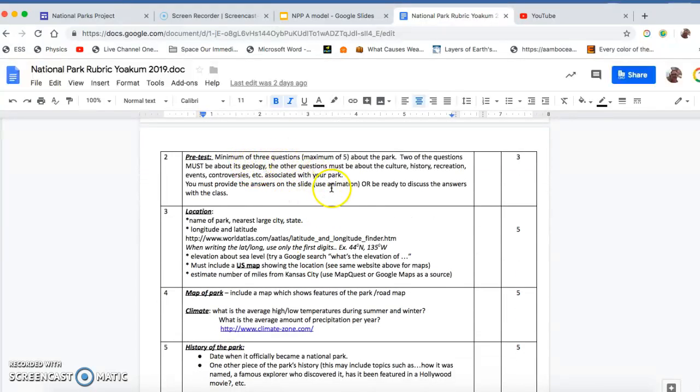Minimum of 3 questions, maximum of 5 about the park, and 2 of the questions should be about its geology. The other question can be about the culture or the history or the recreation events or controversies, whatever. So there should be the questions, and then you should be ready to answer those questions or show us the answer on the next slide.